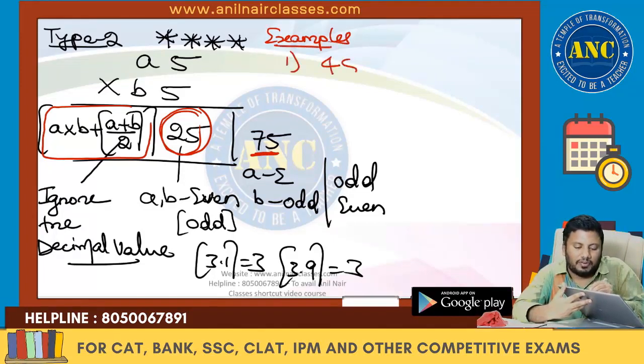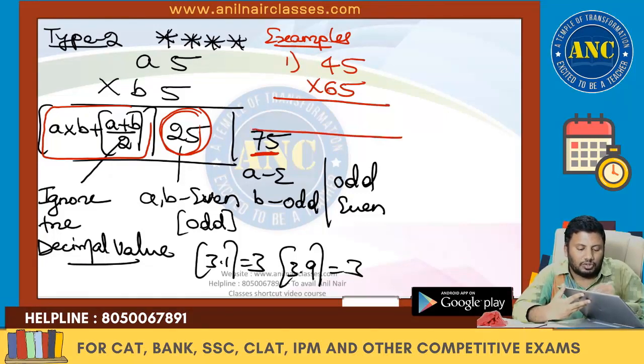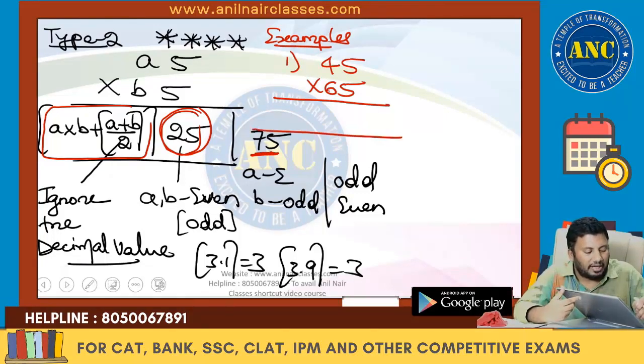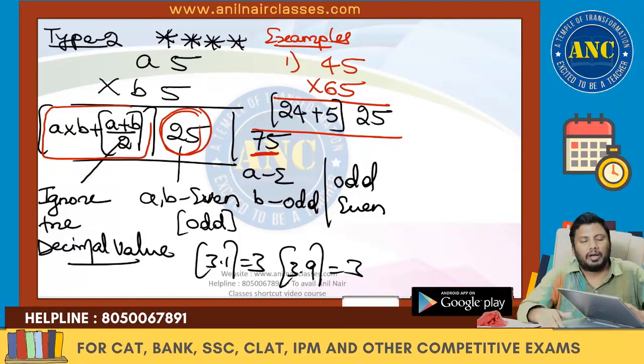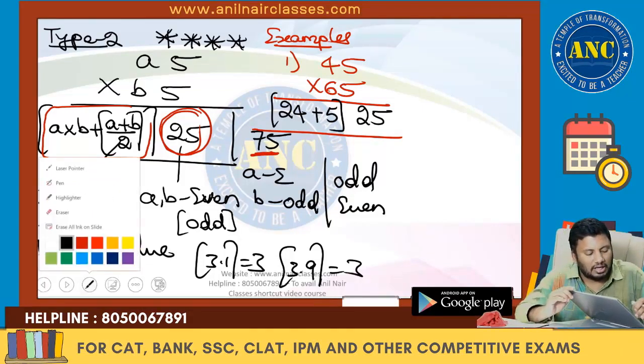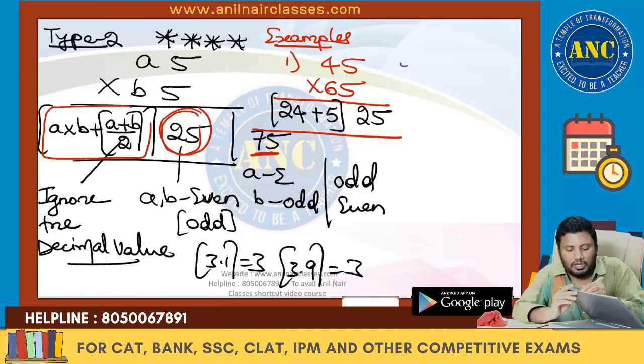First one, 45 into 65. Even 5 into even 5, last two digits is 25. A into B: 4 6s are 24. Plus (A plus B) by 2: 10 by 2, 5. Answer is 2925.